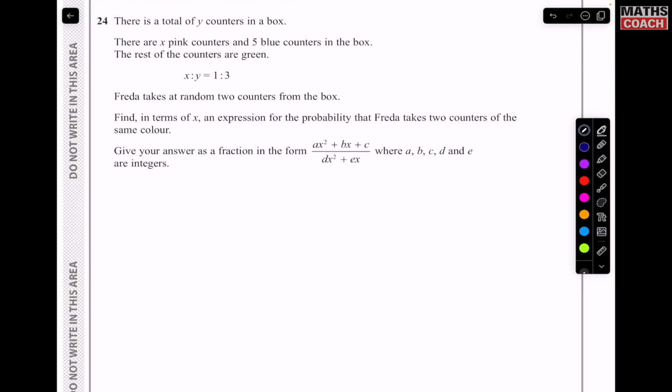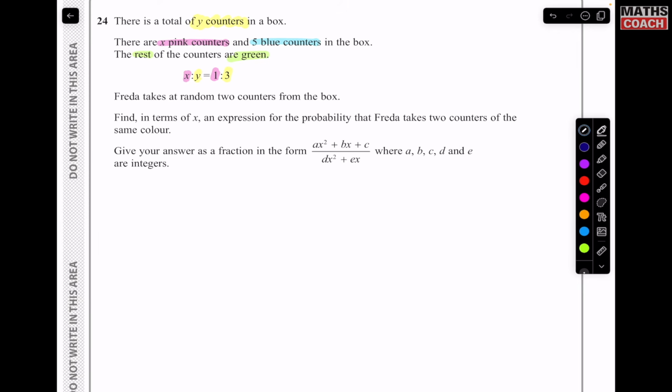All right, last question, question 24. There is a total of y counters in a box. There are x pink counters and 5 blue counters in the box. The rest of the counters are green. And we've been given the ratio of x to y as 1 to 3. So x is 1 and y is your overall total. That is y counters. All right, Freda takes at random 2 counters from the box. Find, in terms of x, an expression for the probability that Freda takes 2 counters of the same color.